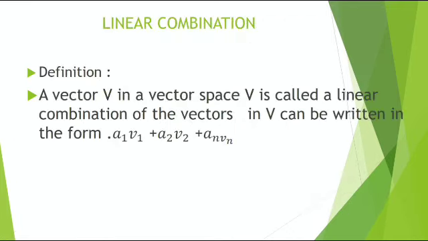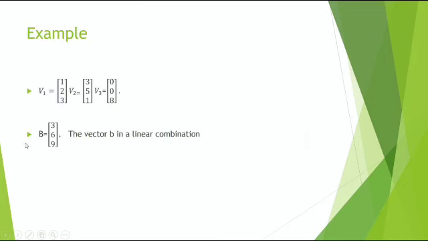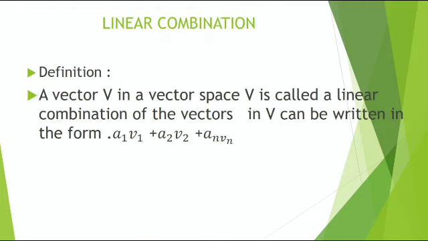A linear combination: a vector v in a vector space V is called a linear combination of the vectors in V if it can be written in the form a1 v1 plus a2 v2 plus up to an vn. This vector will be any combination using addition and scalar multiplication.